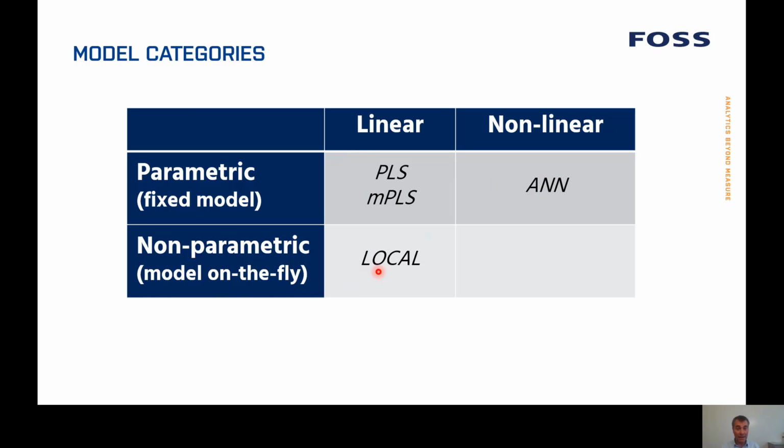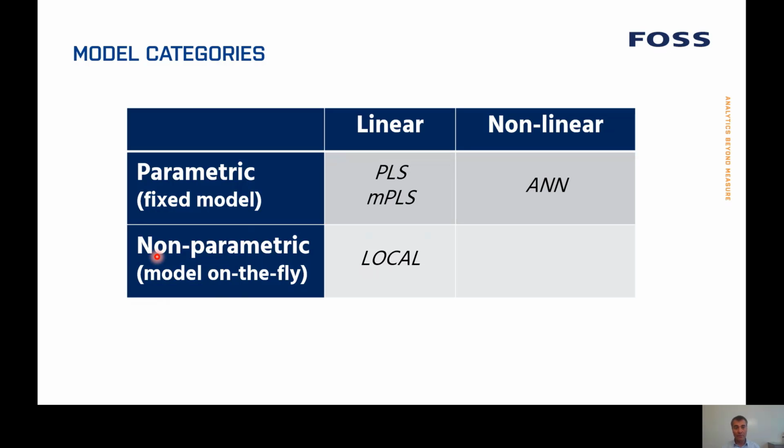The local is a linear model. It handles nonlinearities by focusing on small sample sets in the database. And it's non-parametric, because for an unknown sample, we don't know upfront what the regression will look like, since we calculate it on the fly. So we call this a non-parametric model.